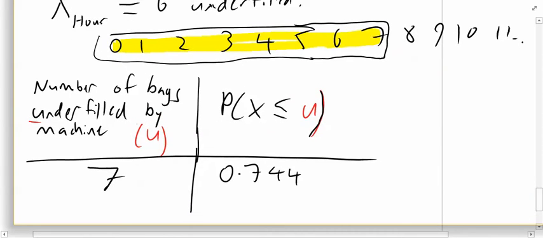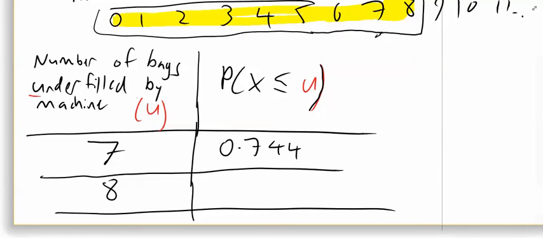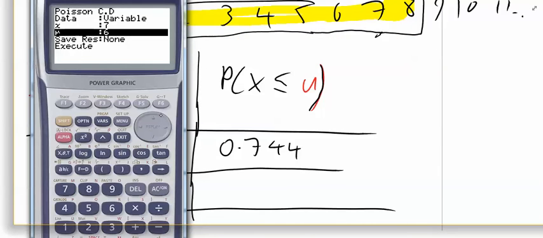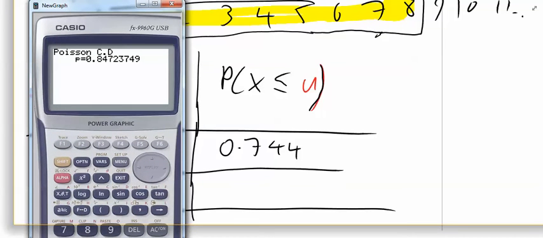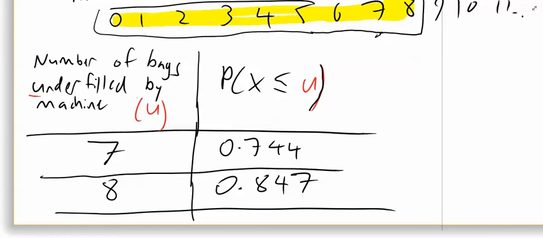So let's try 8. Graphics calculator out, and we'll change that to 8. And we get 0.847. Is that high enough? No, it's still below 90%. So 0.847. Okay, let's try 9.